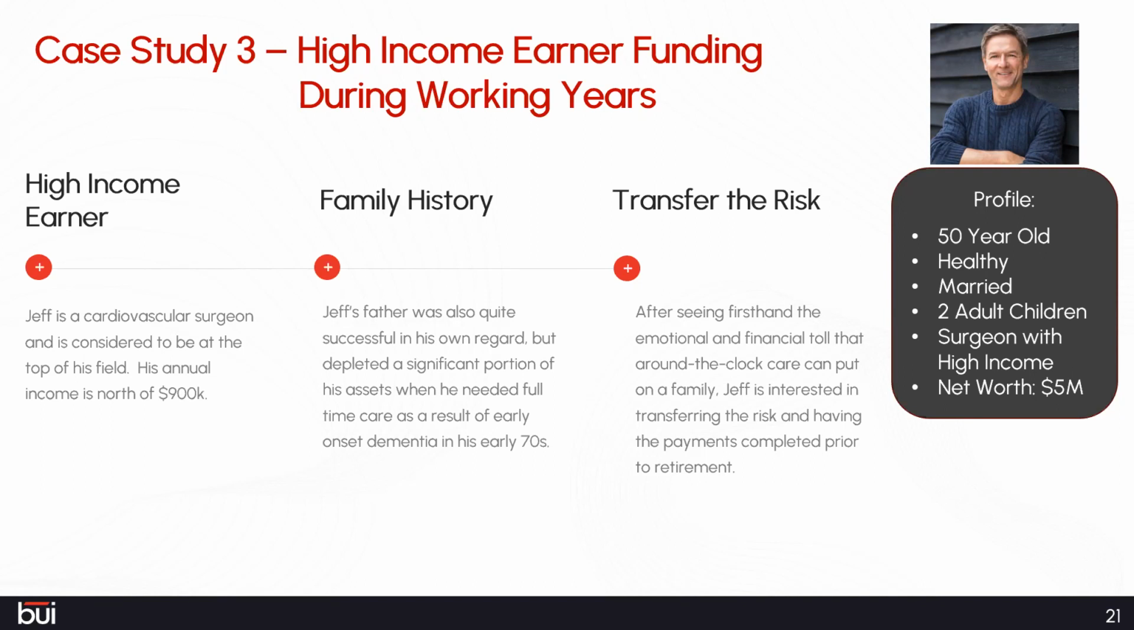So he's anxious about his family history and being a burden to loved ones. He doesn't want to write a six-figure check, and is very concerned about the risk of dementia. So for Jeff, this one is pretty simple. We put together a 15-pay plan.